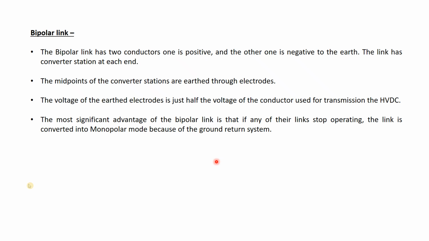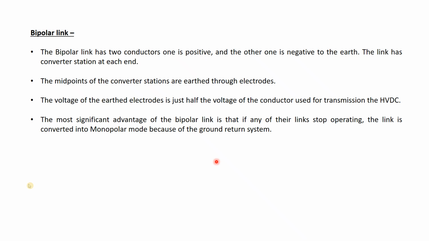The most significant advantage of the bipolar link is that if any of the links stop operating, the link is converted to a monopolar link because of the ground return system. So the ground return system is always used as a backup. So in the bipolar link also the ground return system is used. It is used as a backup, because in bipolar we are using two conductors, positive and negative.